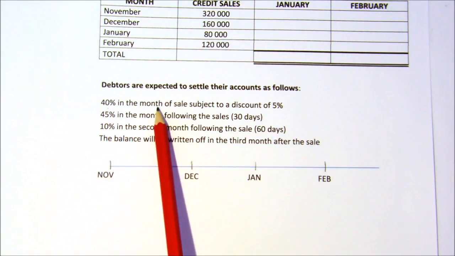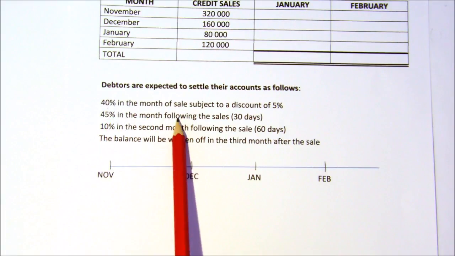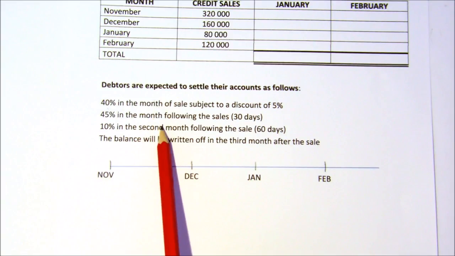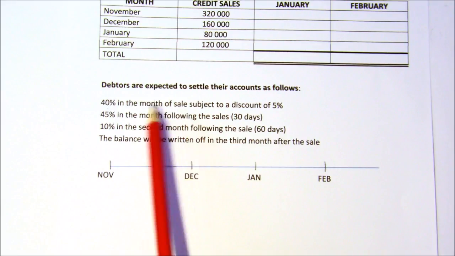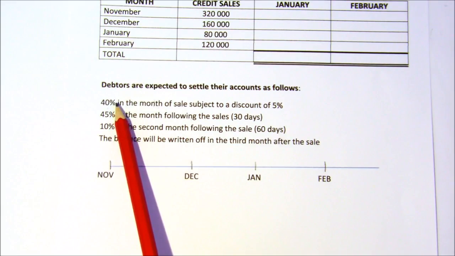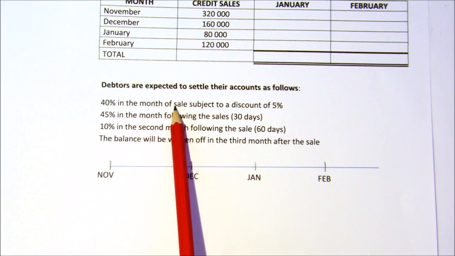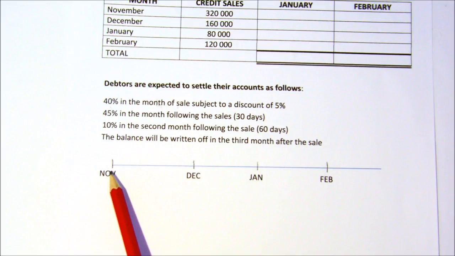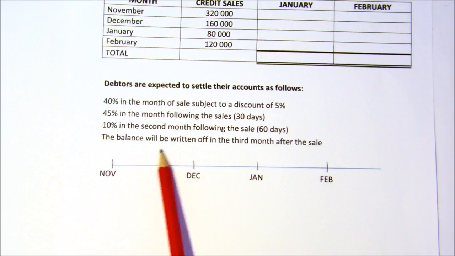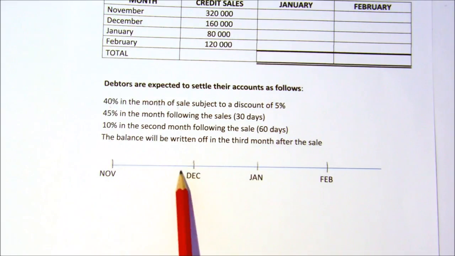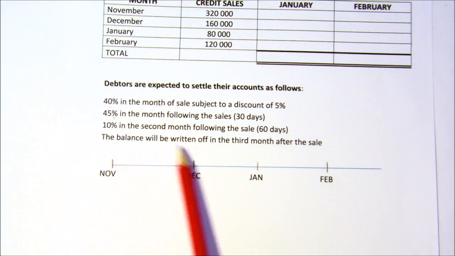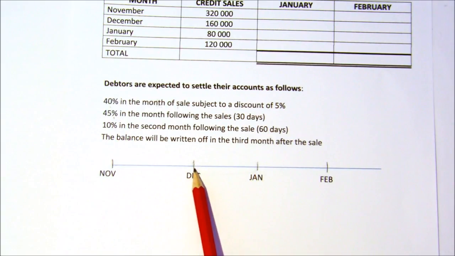So we've got 40% in the month of sale, 45% in the month following the sale, and 10% in the second month. Now this is very important. You need to look at the first one. Is it in the same month or is it 1 month later? So if, for example, I'm looking at November, if it's in the month of sale, it's the same month. If you sell goods in November, here's the timeline for November, you would be expecting to get 40% in that month. Then 45% would come in December, 1 month later.